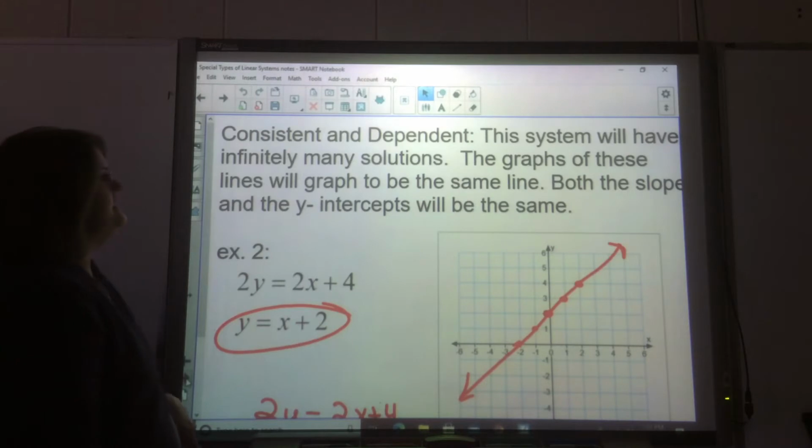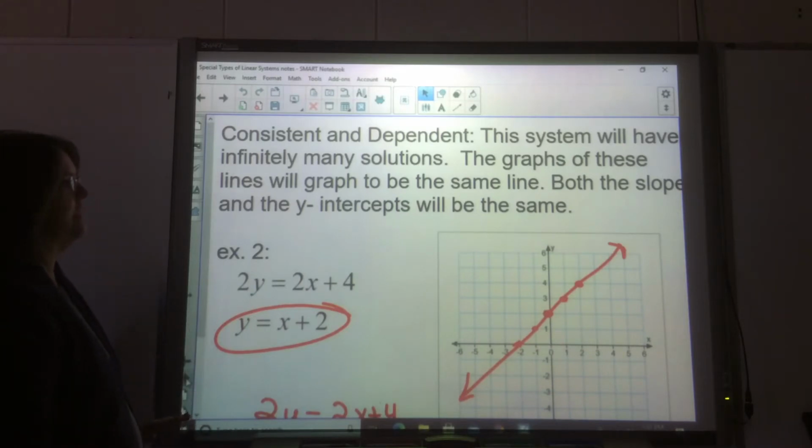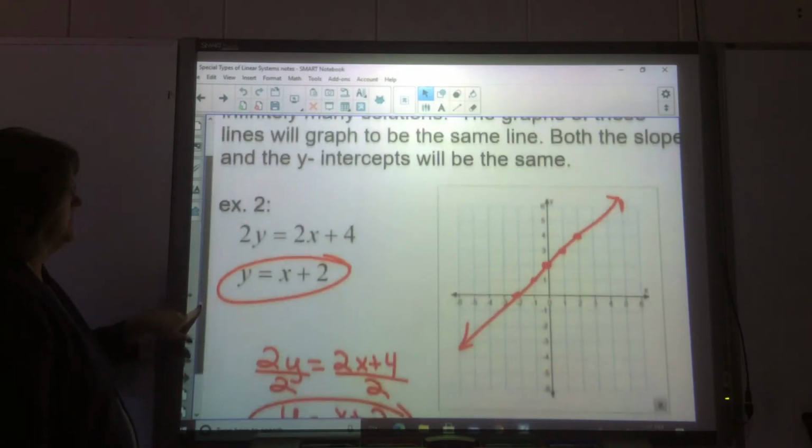All right, consistent and dependent graphs. This system will have infinitely many solutions. The graphs of these lines will be the same line. Both the slope and the y-intercepts will be the same.